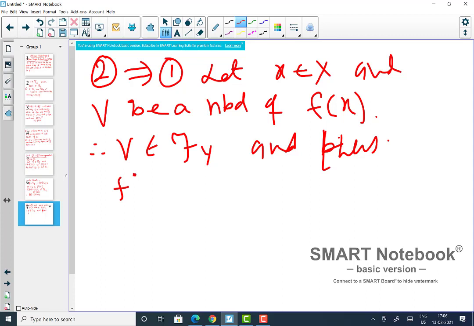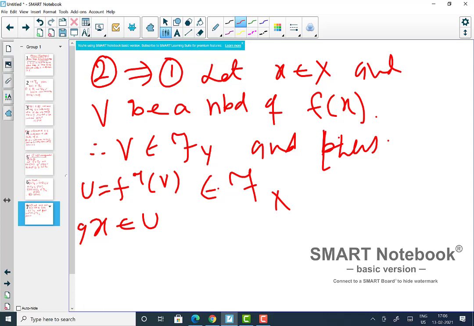That f inverse of V is open, right? Let me write down the name. So U equals f inverse of V, so that is inside the topology of X. That means this is an open set in X. And now you see that this U actually contains x, right? Because f of x is inside V, so x belongs to U.